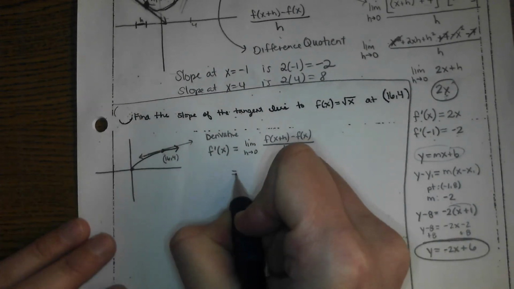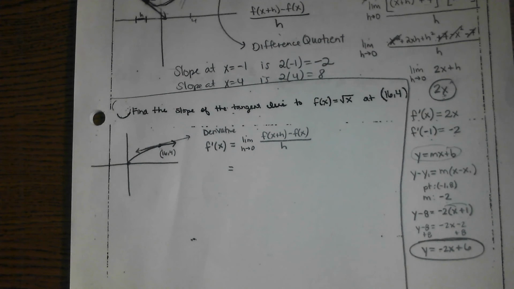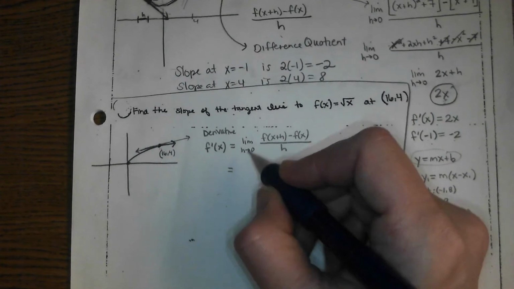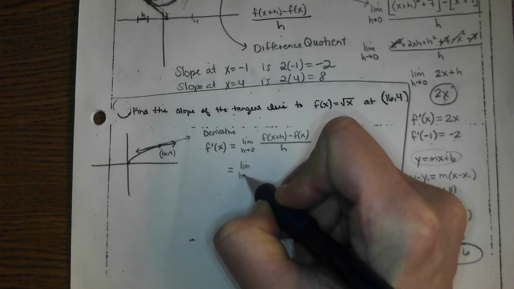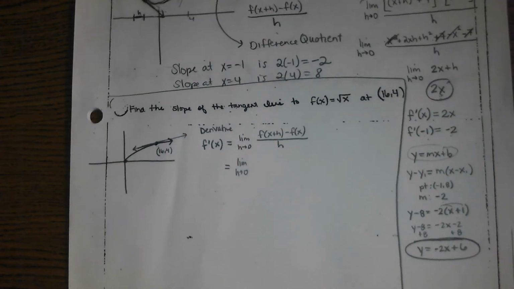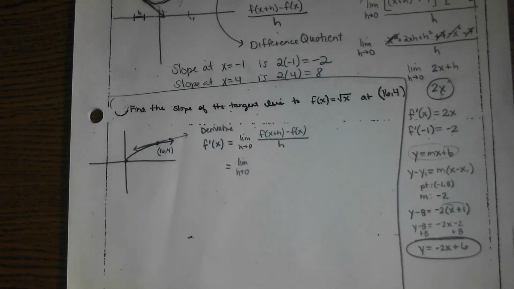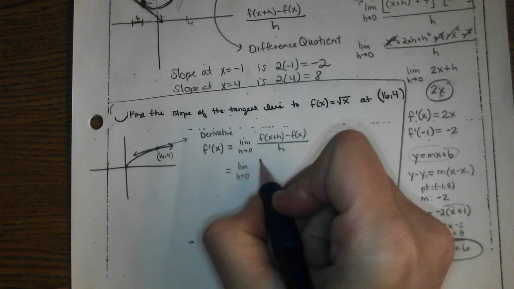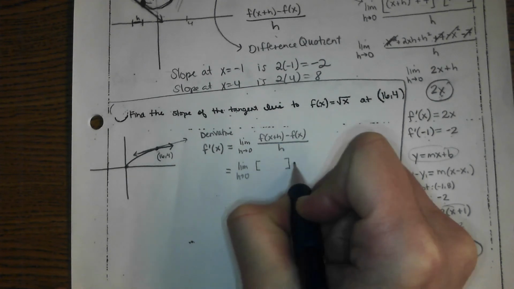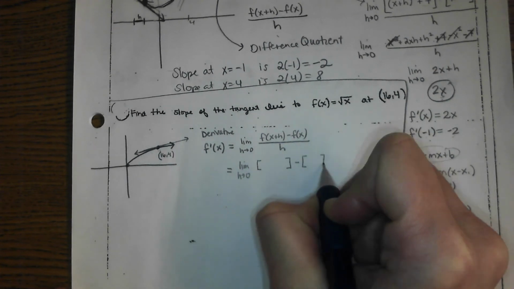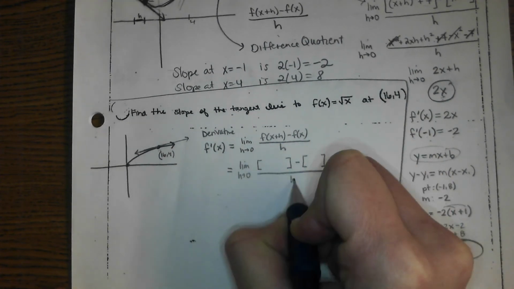As annoying as it's going to be, you need to carry this limit as h approaches 0 down the entire time, because otherwise you would lose points on an AP exam, while we're slowly cranking through this difference quotient. So what would f of x plus h look like? I'm going to do an f of x plus h here, minus f of x all over h. That's my structure.